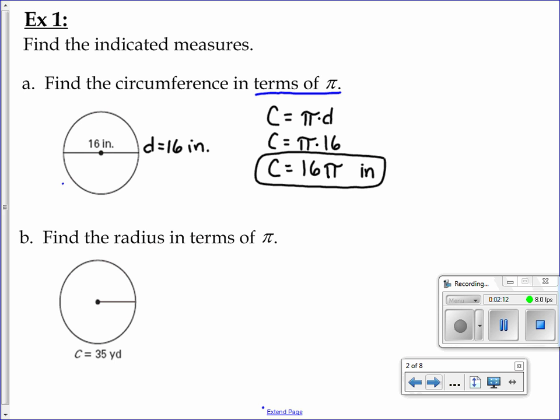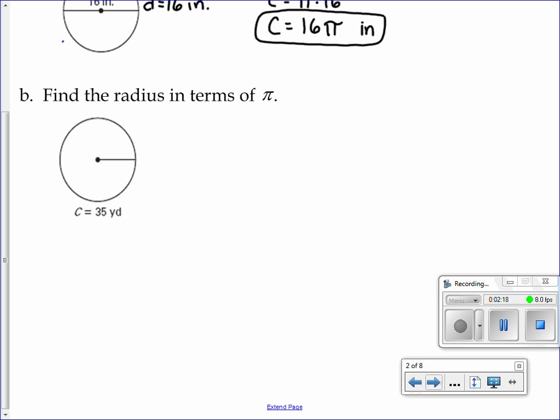So part B says find the radius in terms of pi. So it looks as though we are not given a lot of info here, but if you look at the bottom, we're given C equals 35 yards. So we're given the circumference, and we're trying to find the radius. So let's go ahead and use C equals 2 times pi times radius, since we're looking for the radius and we have the circumference. So we're going to plug in what we know. We know the circumference is 35.